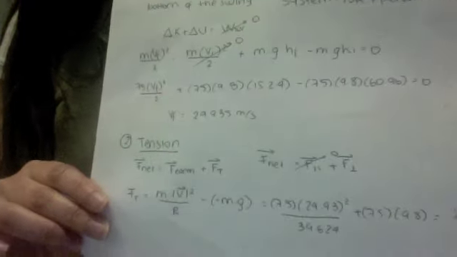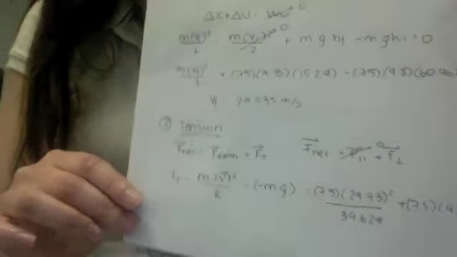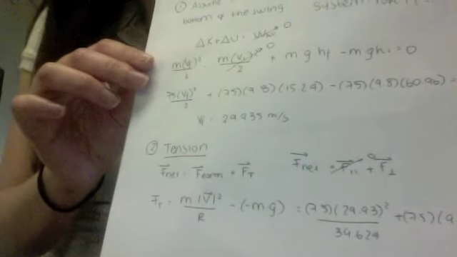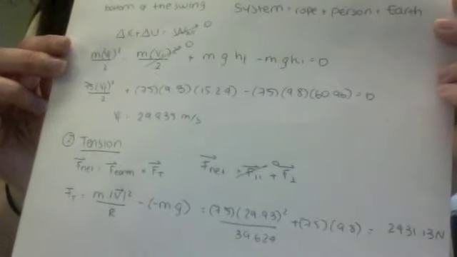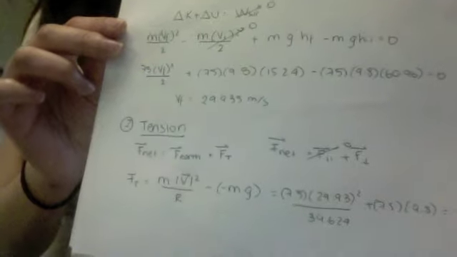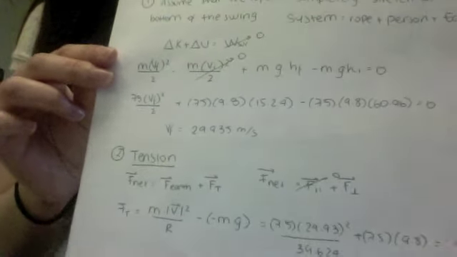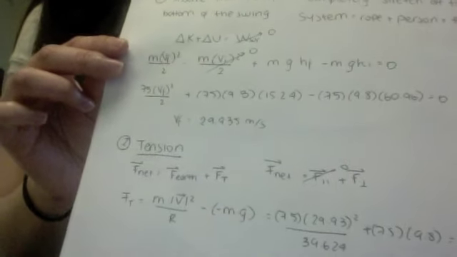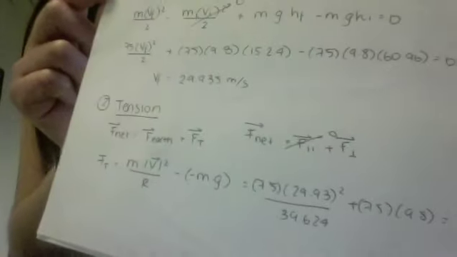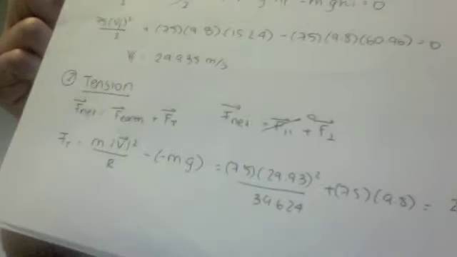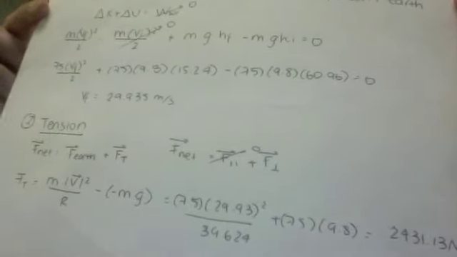Then for the tension, I assumed that the net force equaled the force of the earth plus the tension force that the rope exerted. So the net force has a parallel and a perpendicular component. The parallel component is 0, and the perpendicular is just mv squared over r, which is the length of the rope. So all I had to do was solve for the tension force, and I got 2,431 newtons, still assuming that the rope doesn't stretch.